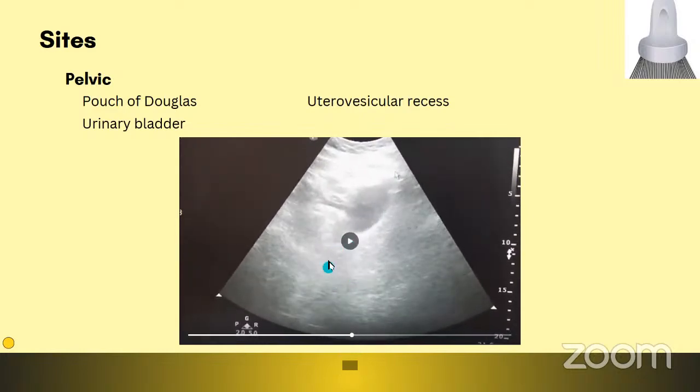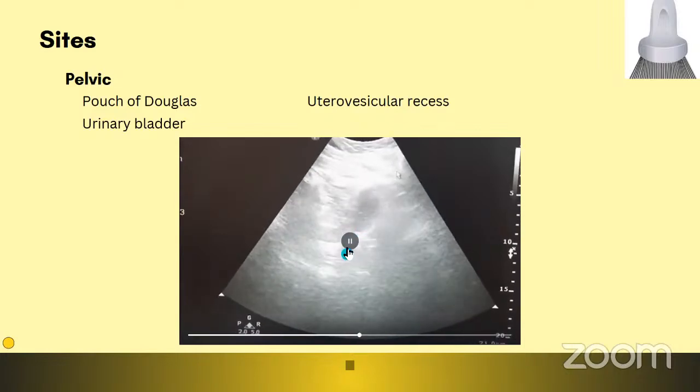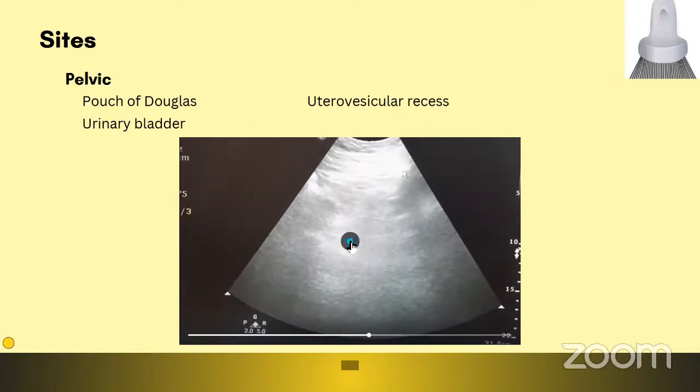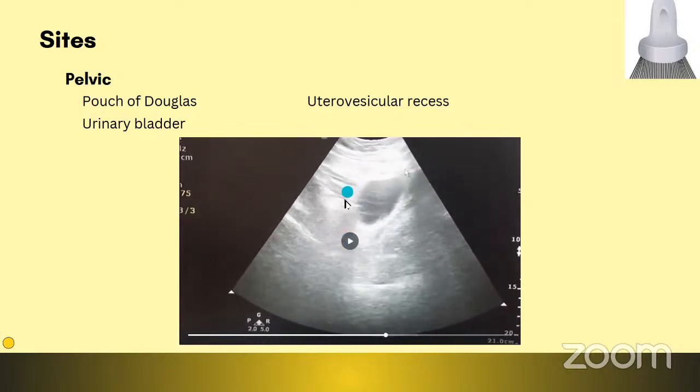Because of posterior acoustic enhancement, I'll also increase the gain. I have kept my time gain compensation a bit too high here. That's why I'm getting a much brighter image, a much more hyperechoic area here, also added by the posterior acoustic enhancement. So ideally, you will see a sharp line here, which would mark the peritoneum. The urinary bladder followed by the rectum would come here, which is much deeper.